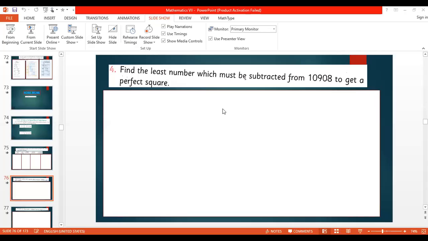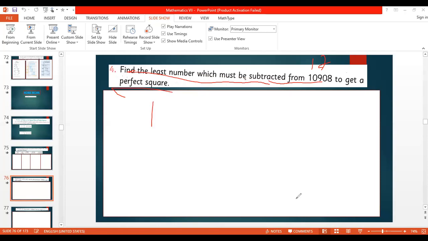Okay. In this question, it is stated: find a least number which must be subtracted from this so that it becomes a perfect square. It is just like if you are asked to find a least number which must be subtracted from, let's say, 17, to get a perfect square.